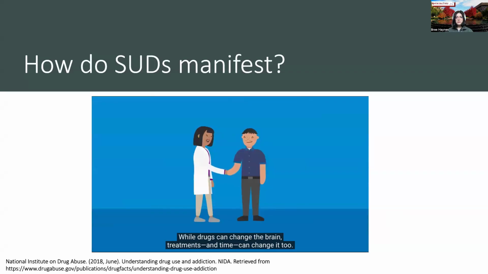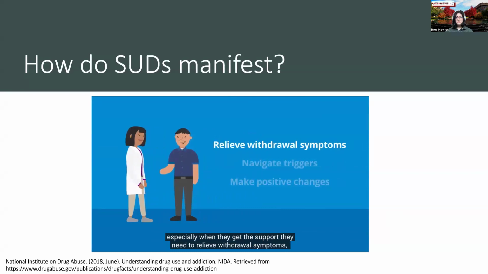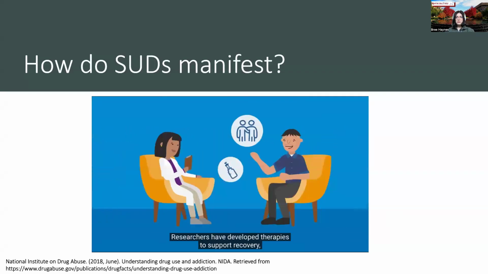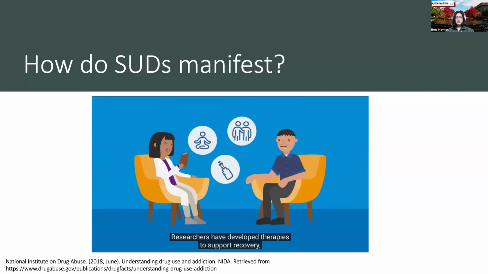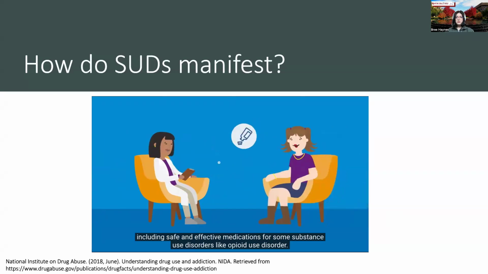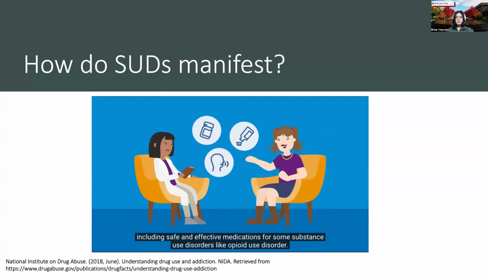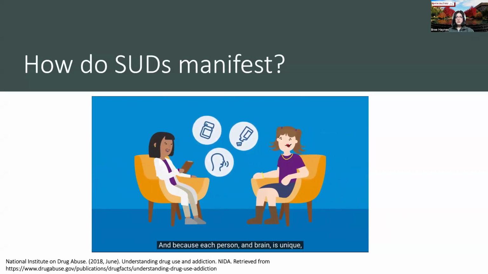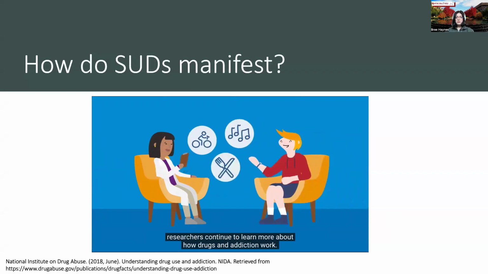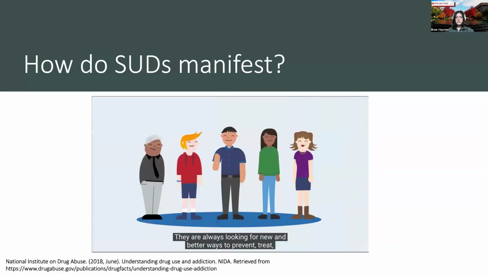While drugs can change the brain, treatments and time can change it too. People can heal from an addiction, especially when they get the support they need to relieve withdrawal symptoms, navigate triggers, and make positive changes. Researchers have developed therapies to support recovery, including safe and effective medications for some substance use disorders, like opioid use disorder. And because each person and brain is unique, researchers continue to learn more about how drugs and addiction work. They are always looking for new and better ways to prevent, treat, and manage substance use disorders in every person and every community.